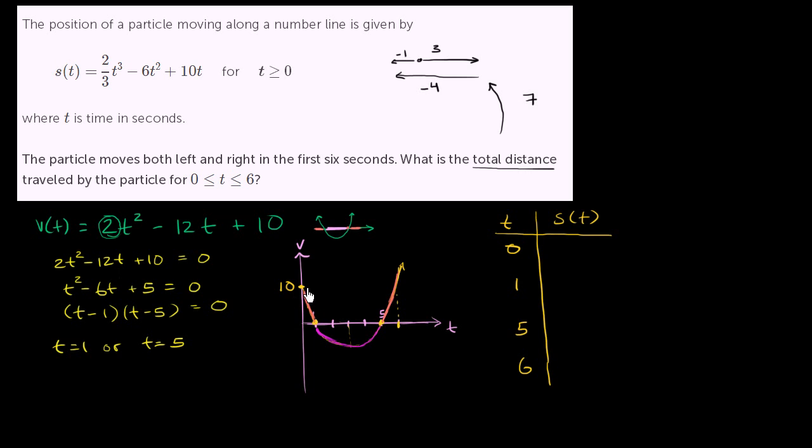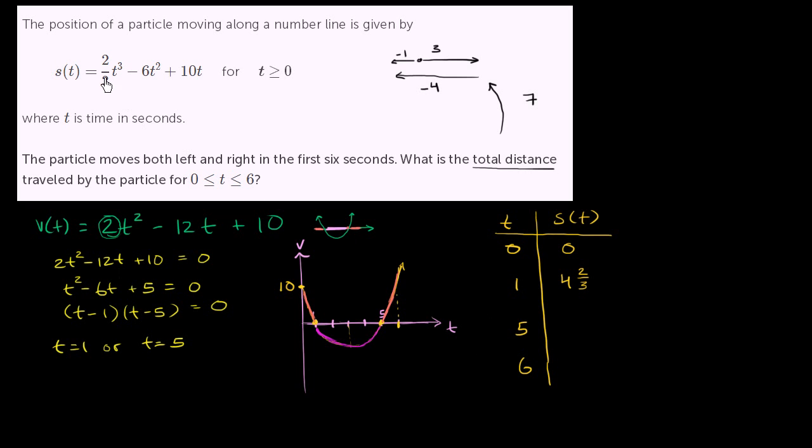At 0 seconds, we know that our position is 0. S of 0 is 0. At 1 second, this is going to be 2/3 minus 6 plus 10. So it's going to be 4 and 2/3. So I'll write down 4 and 2/3.